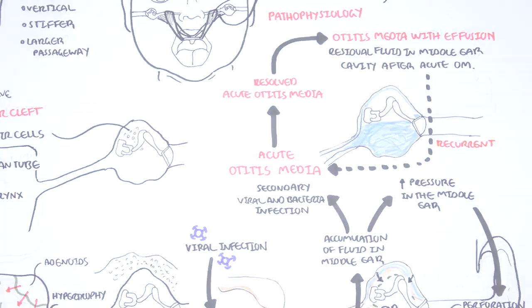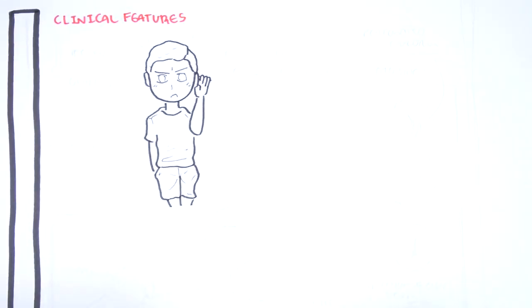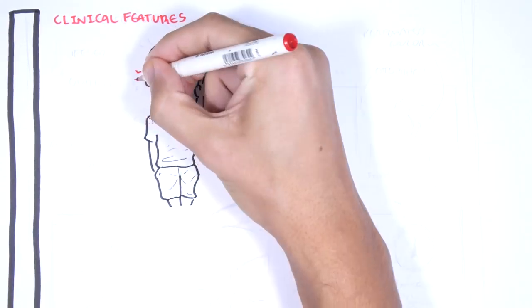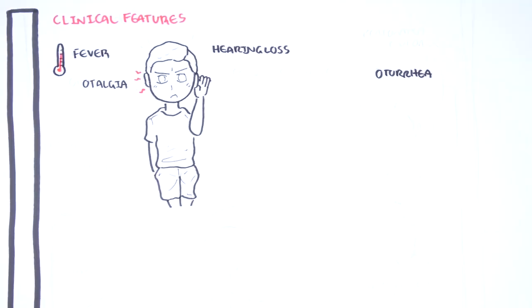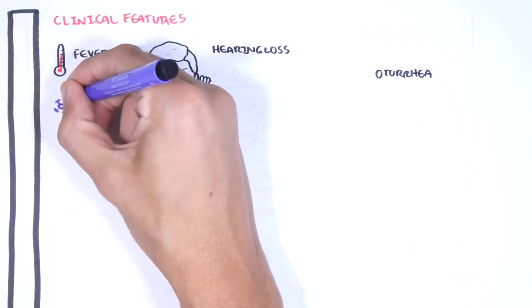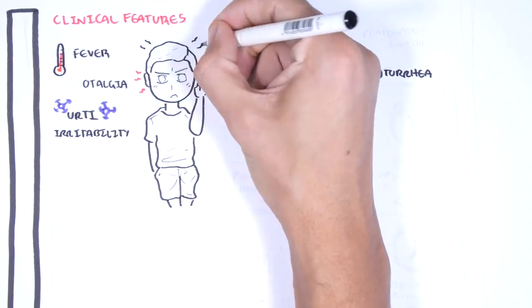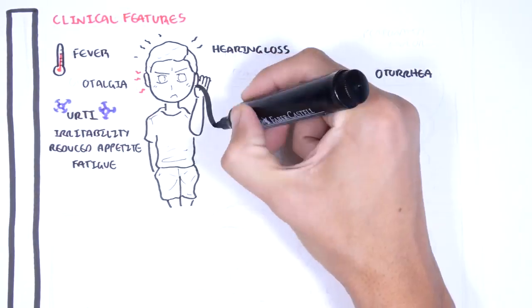So let's look at a summary diagram of acute otitis media. Now, taking all the pathophysiology into context, acute otitis media classically presents with otalgia, ear pain, pyrexia, fevers, hearing loss, and otorrhea through the perforation of the tympanic membrane. Other symptoms in children include irritability, reduced appetite, upper respiratory tract infections, and fatigue.